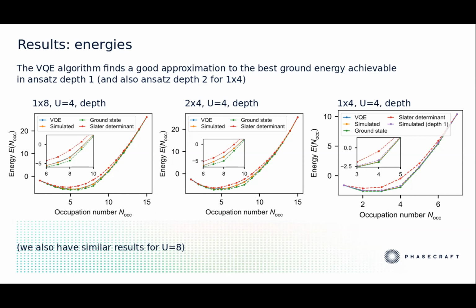And this is for 1 times 8, and 1 times 4, we also did it. Because the system is smaller, we can actually do it with 2 variational layers. And as expected, the energy is even better than having just one.